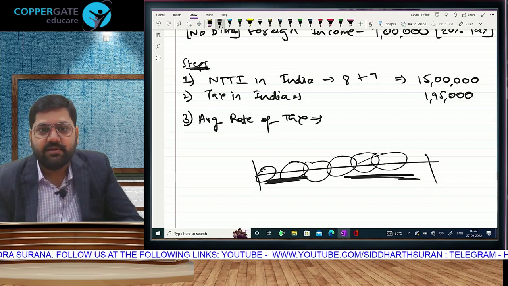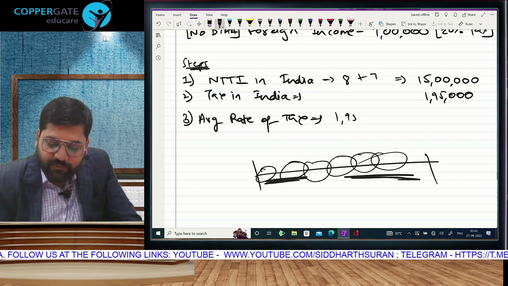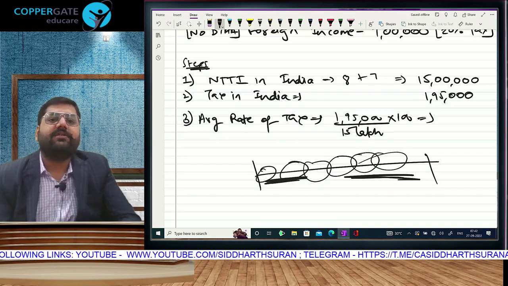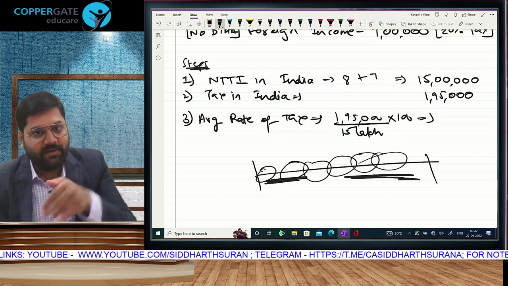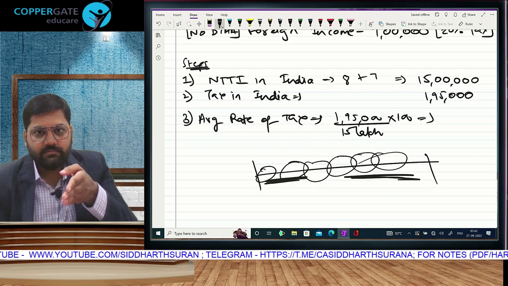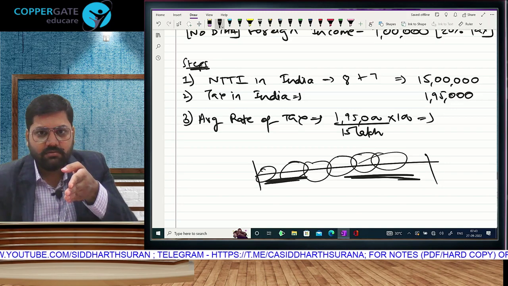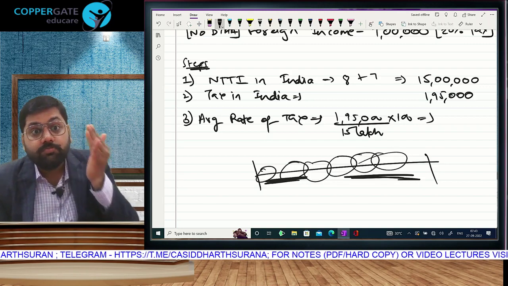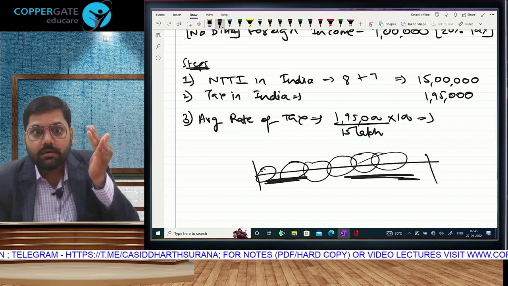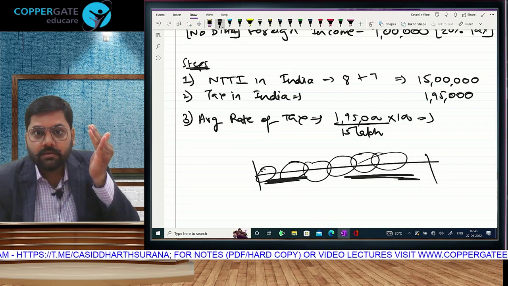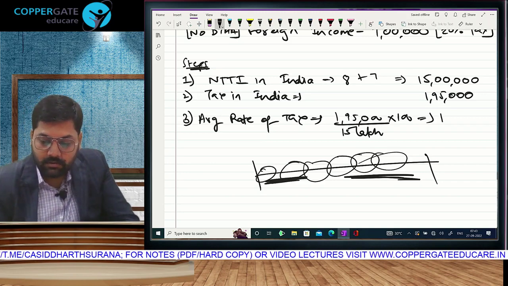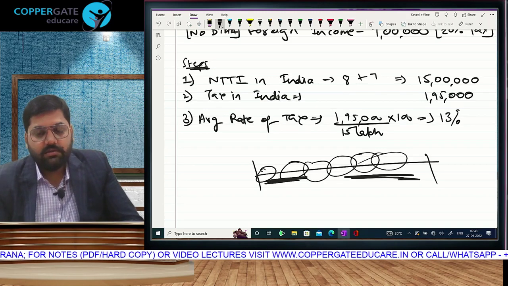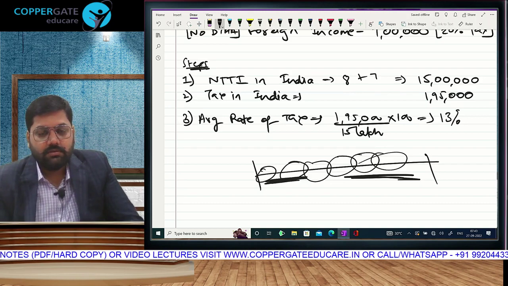And how do you find that average? If on total income of 15 lakh I have paid tax of 195, then what is my average rate of tax? Normally take 2 decimals. Here it is coming, I think, to a round figure of 13%. Is it coming to a round figure of 13%? If it is not a round figure, then you have to take up to 2 decimals. Is that understood?